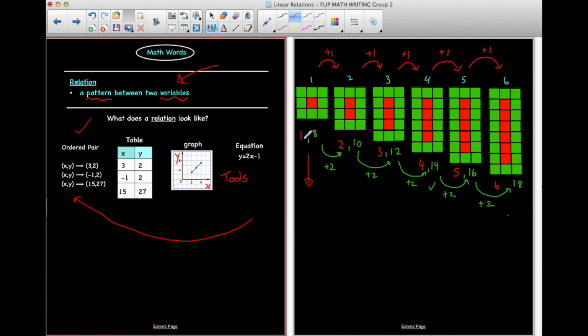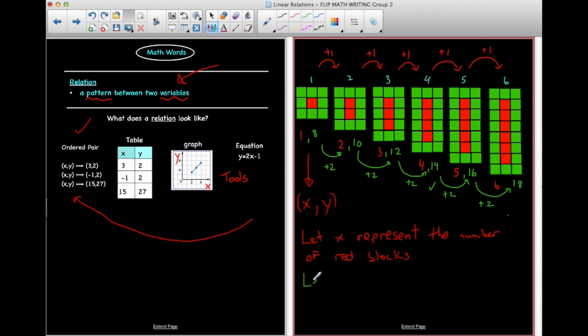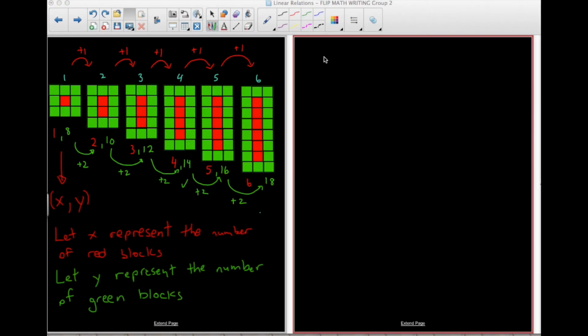To be able to write this as a set of ordered pairs, we need to first declare what represents our variable x and what represents our variable y. In this case, we're going to let x represent the number of red blocks. Let y represent the number of green blocks. Now, if x represents the number of red blocks and y represents the number of green blocks, we can express each shape in this sequence as an ordered pair.